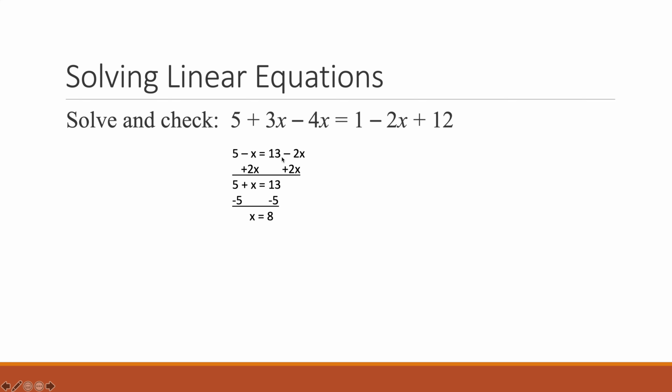Now I have an opposite side, opposite operation situation. Always start with the smaller number of x's. Negative 2x's is smaller, so I add 2x's to both sides. Negative x plus 2x, that would be 5 plus 1x. 1x is what's left, equals 13. Subtracting 5 from both sides, I get that x is equal to 8.